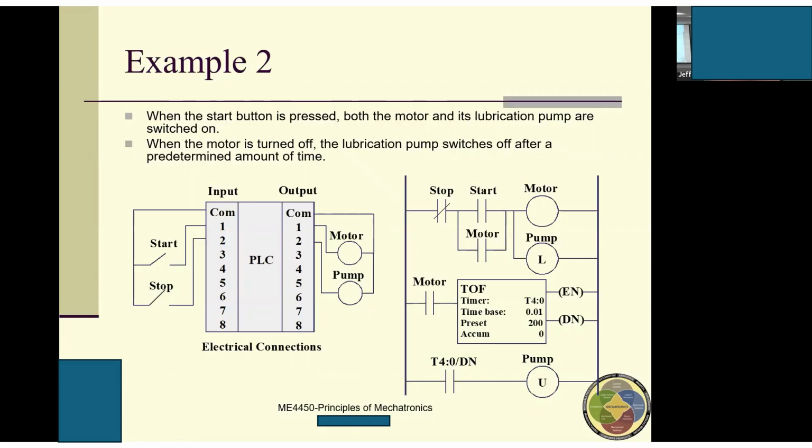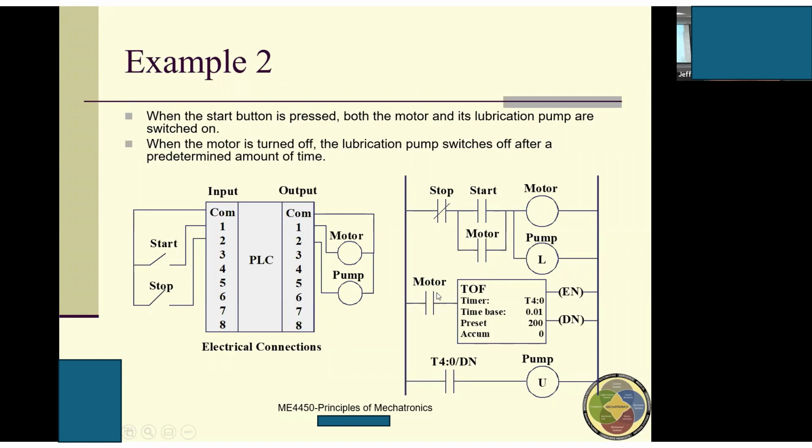Yeah, we should use TOF, okay? Because this time we want the timer to be triggered by this command. This command says that when the motor is turned off, it means that this guy originally is on, is true, and turned off is false: true to false. We use this transition to trigger this timer. So as a result, we need to use TOF.